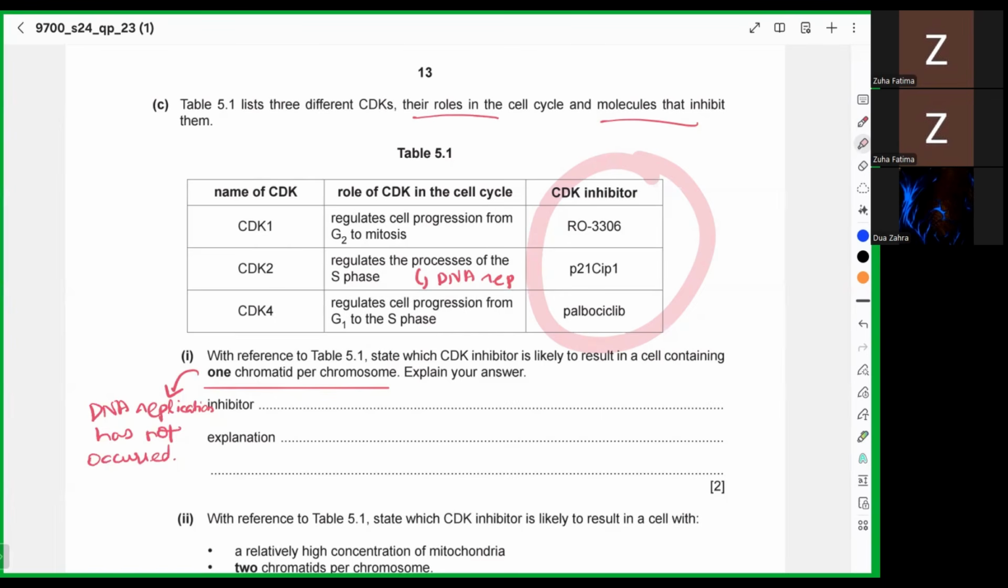P21 CIP1. So we could have that. Actually, we have P21 CIP1, and even palbociclib. Either one of these two can cause this. Don't write both names, write the name of just one, but I'll explain why either of the two can result in the cell containing one chromatid per chromosome.